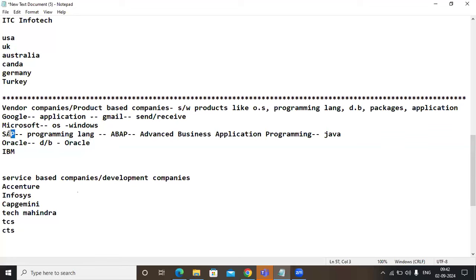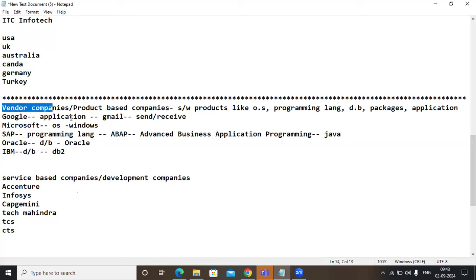But in case of SAP, company name is SAP, product name is what? ABAP. In case of Microsoft, company name is Microsoft, product name is Windows. In case of Google, company name is Google, product name is what? Gmail. But in case of Oracle, company name and product name are both the same. Am I clear? Like that, IBM company also has its own database product. What is the database product name? DB2. DB2 stands for database 2. So company name is IBM, product name is DB2.